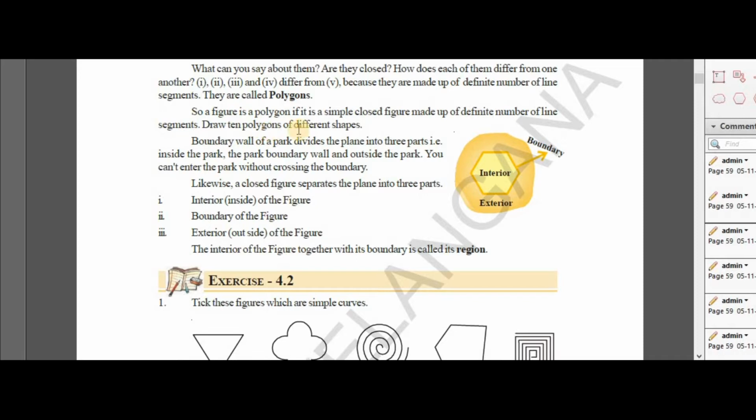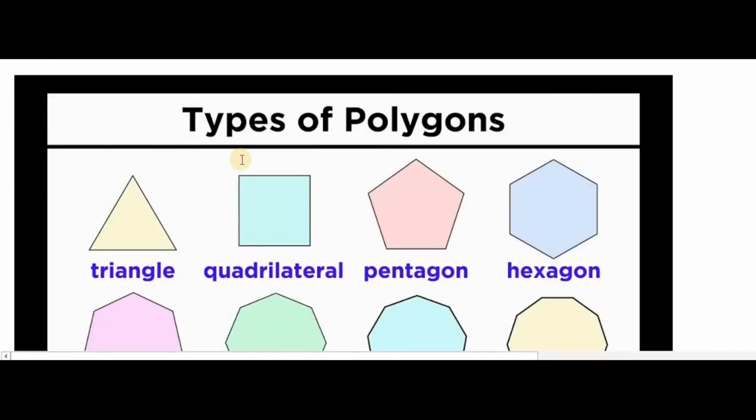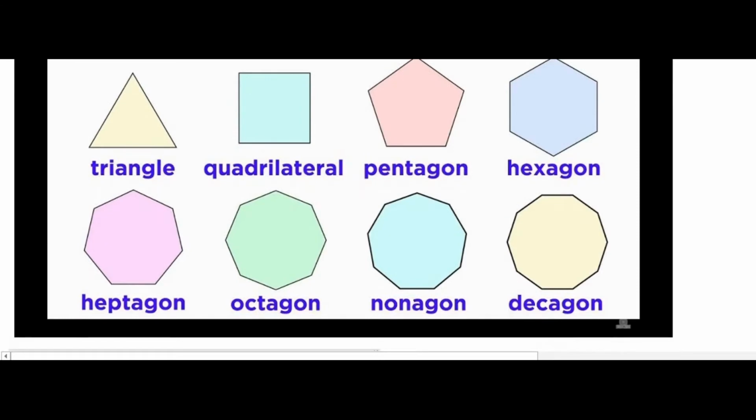Draw 10 polygons of different shapes. So we are going to draw 10 polygons of different shapes. Now we will see all those polygons, students. Now coming to the different types of polygons here. So what are the different types of polygons?